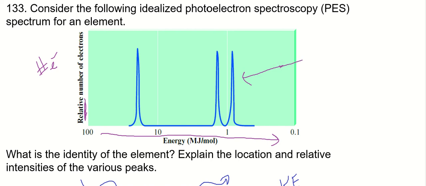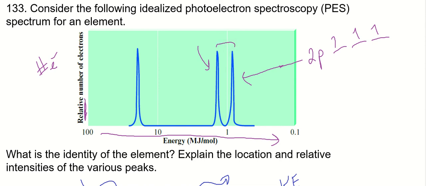So you'll just have to do some of these, and then you'll get better at seeing the patterns here. So these represent the 2 electrons in the 2p orbitals. They're the easiest ones to remove. And then this peak is the same height, so that's also 2 electrons, but it's going to require a little more energy because they're more bound to the nucleus.